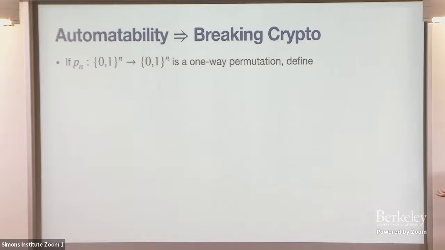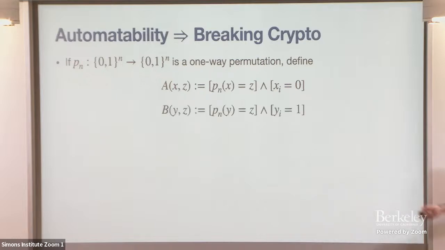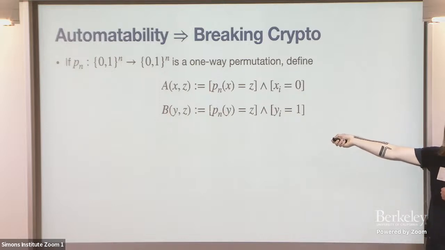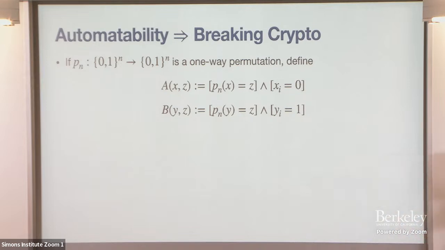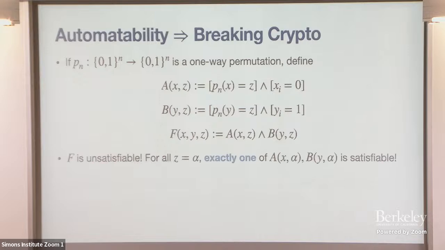If I have a one-way permutation, I'm going to define the following two formulas. The first formula has variables x and z, and it says: if I evaluate the permutation on x, I get z, and also the ith bit is 0. And this other formula says: if I evaluate y and I get z, and the ith bit is actually 1. Does that make sense? So the conjunction of these things is unsatisfiable, right?